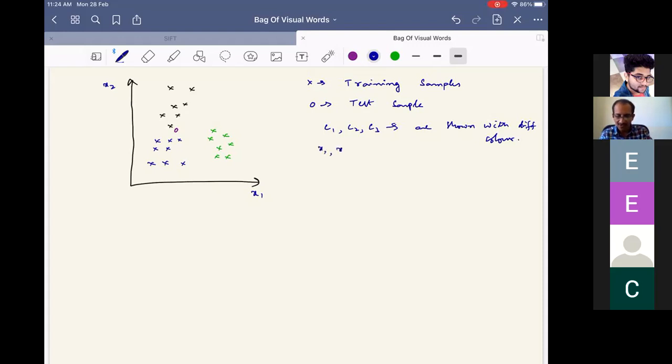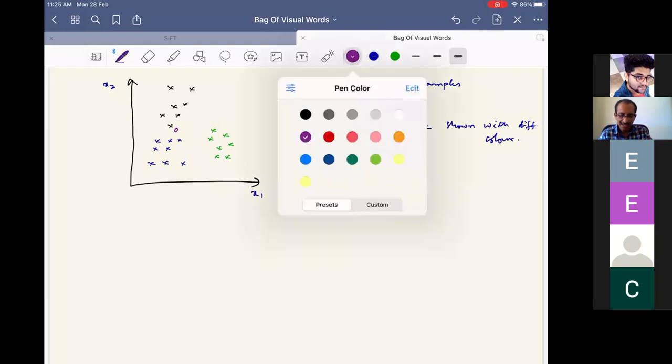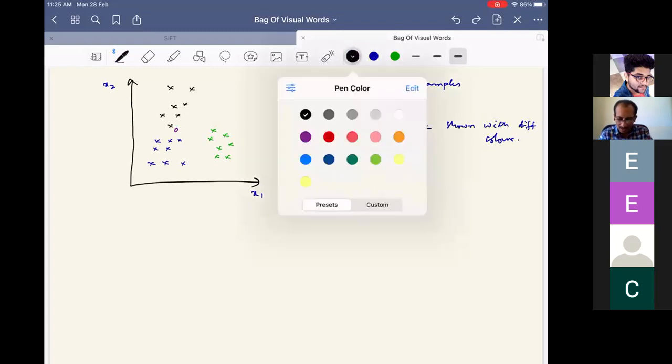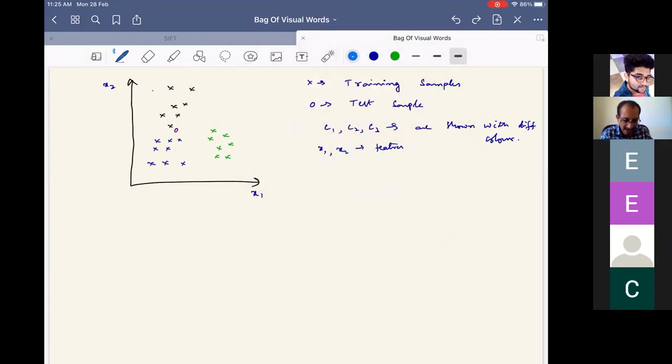X1, X2 are anyway features, and then the nearest neighbor classifier. Now, to which class does the test sample XT belong? Assume that this is class 1, this is class 2, and this is class 3, and this XT is the test sample. So by nearest neighbor classification, XT belongs to which class? C1. C1, right.